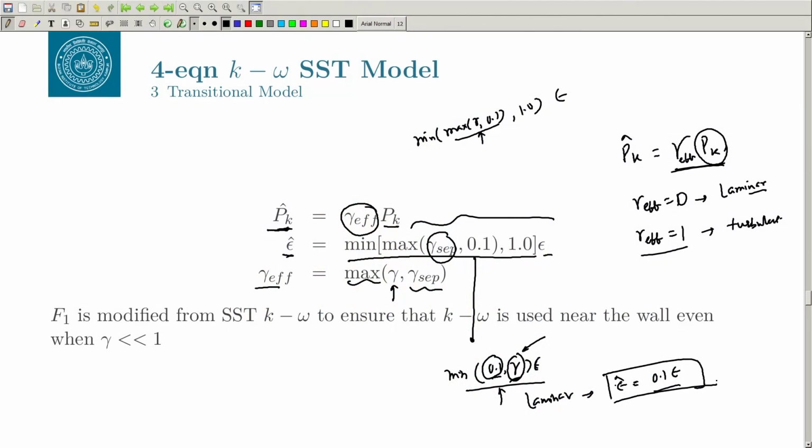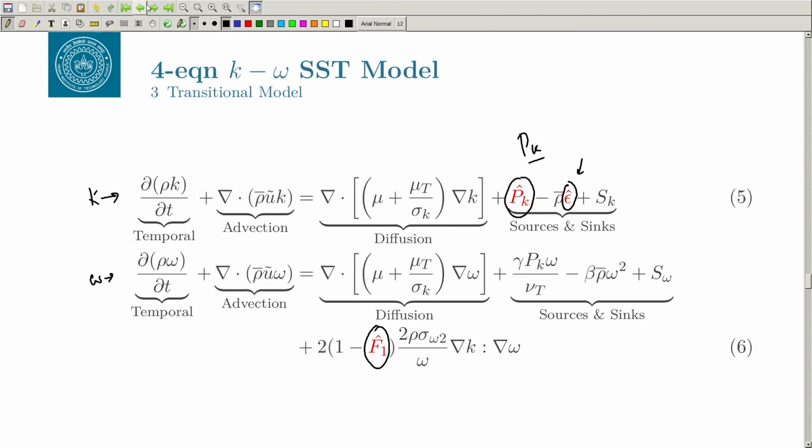That turbulence kinetic energy may come from the free stream, so you have to dissipate that part also. So then you will have epsilon hat equal to 0.1 of epsilon. In other cases it is by default 1.0, which means it recovers to the original k omega equation. And there is some modification in the f1 term also, as we saw here.